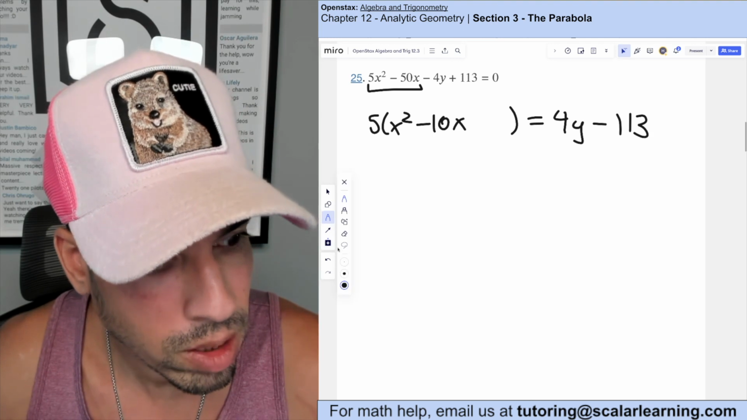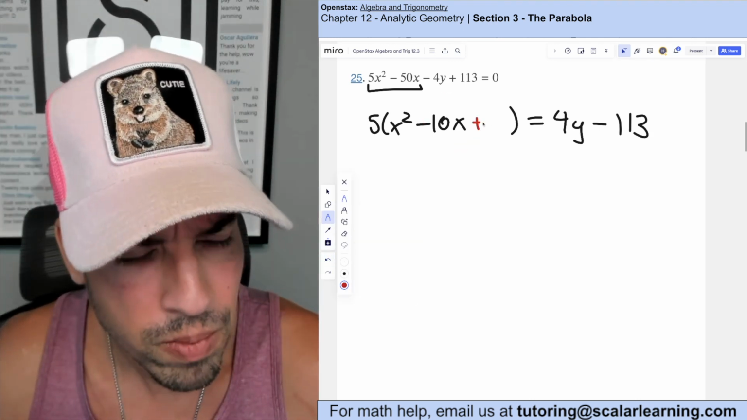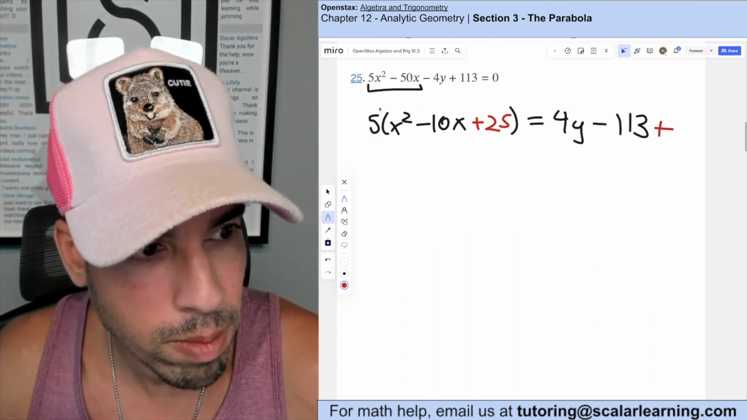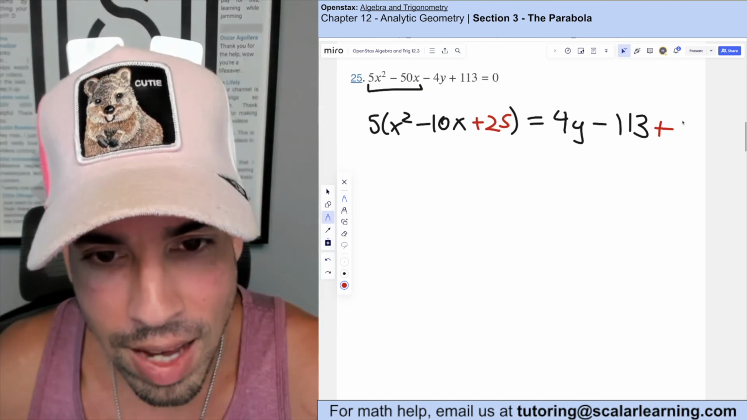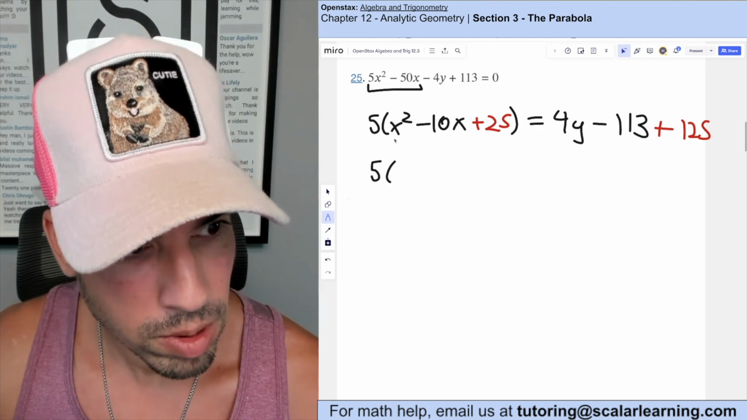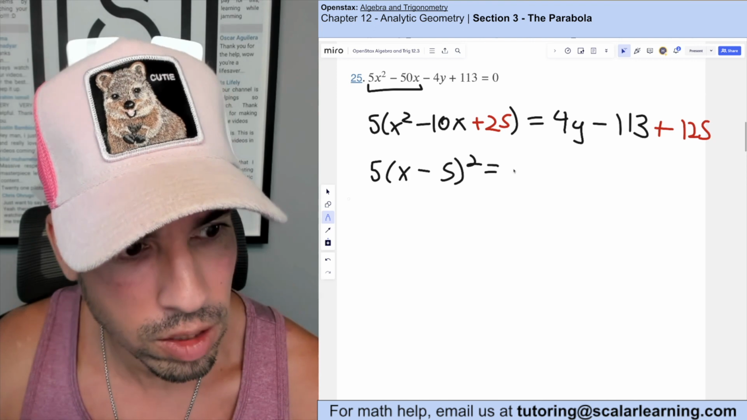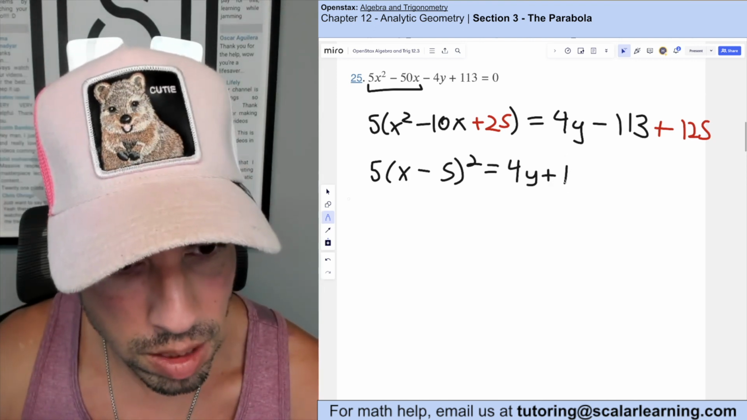Now we're going to complete the square by taking half of this, which is negative 5, and squaring it and adding it to both sides. So that's positive 25. Before we add 25 here, remember that's really 5 times 25, which is 125. So that's what we have to add here to balance it out. On the left-hand side, we got 5 times, and that's a perfect square. We're going to factor it as such: x minus 5 squared equals 4y, negative 113 plus 125 is positive 12.